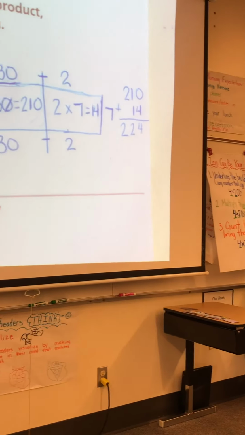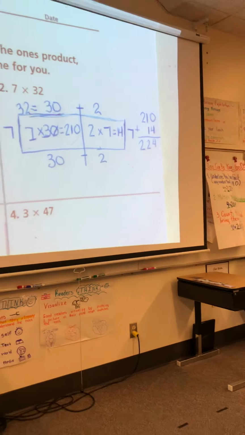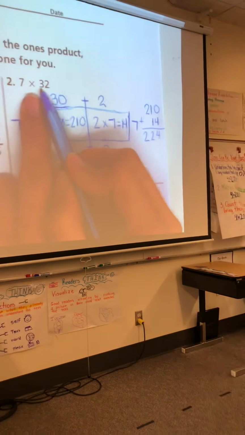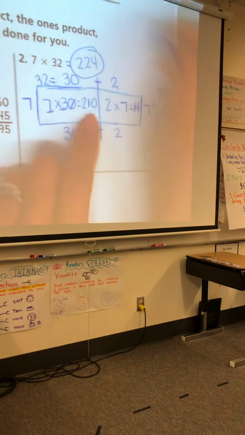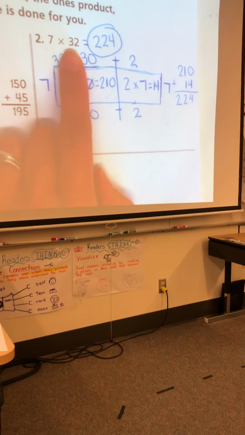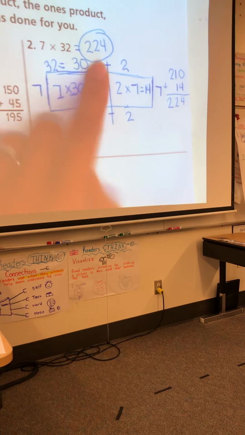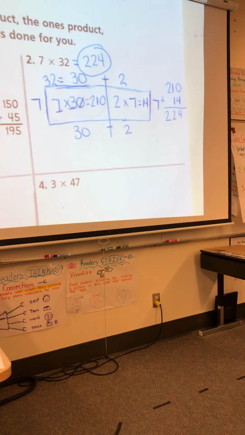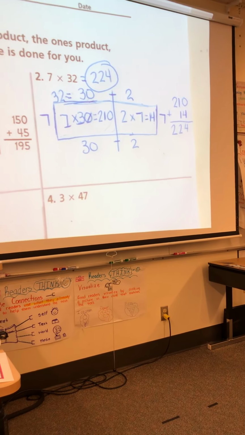I'm almost done. Because then what you're going to do to show me that you understand what the answer to 7 times 32 is, you're going to take that answer and you're going to write it right back up here and circle it. This lets me know that you understand that 7 times 32 is equal to 224. This down here is your work on how you found it. This is your answer. Go ahead and give numbers 3 and 4 a try.